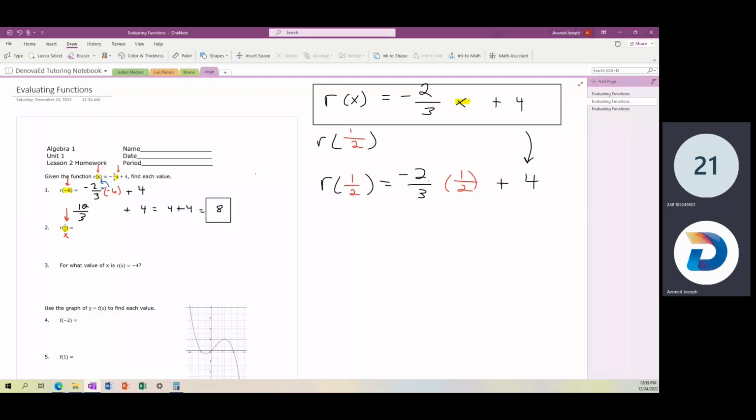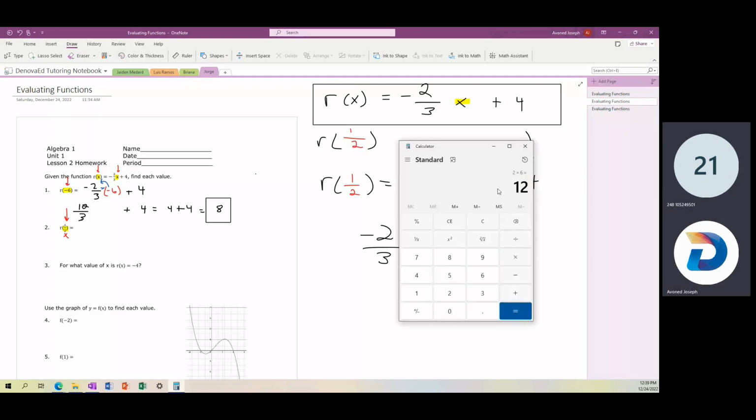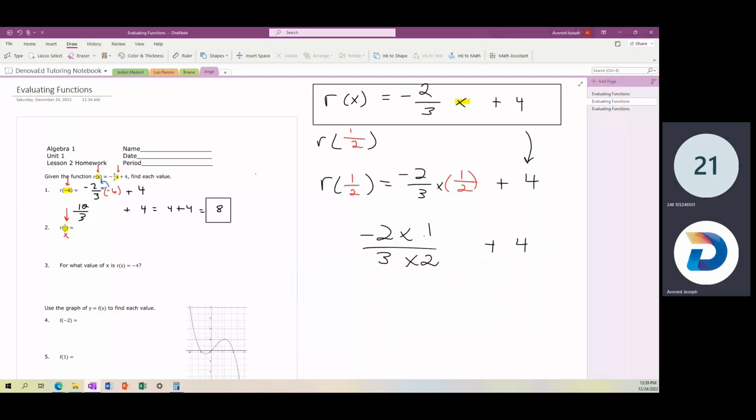So now we have -2 times 1/3 times 2 plus 4. What's -2 times 1? Remember this part? -2 times 1. We know that 2 times 1 is what? It's 2, right? Negative times a positive is a negative, so we have a negative what? Negative 2. Yeah. 3 times 2 is what?